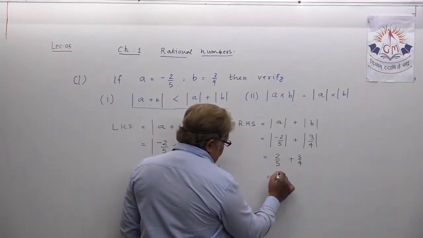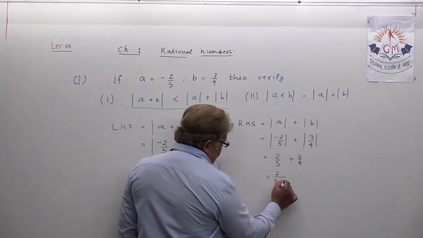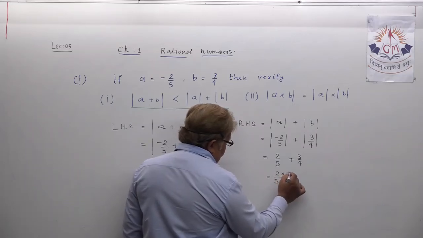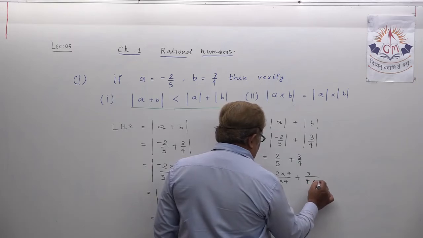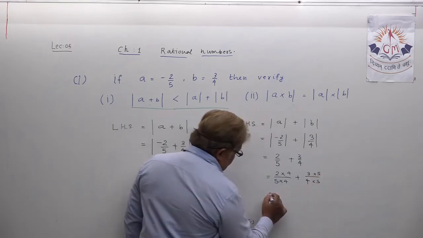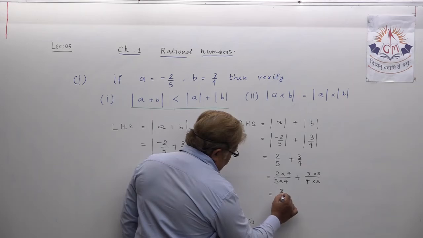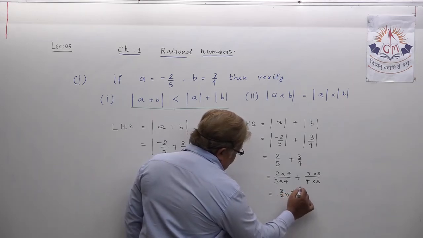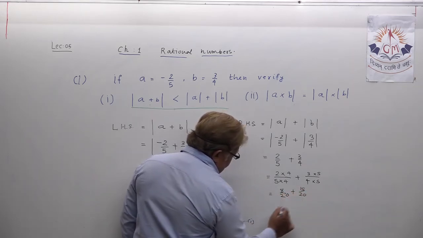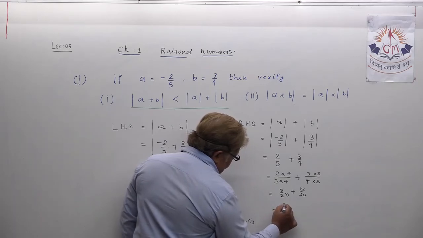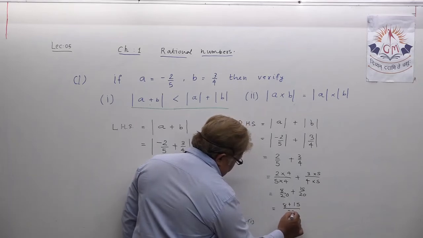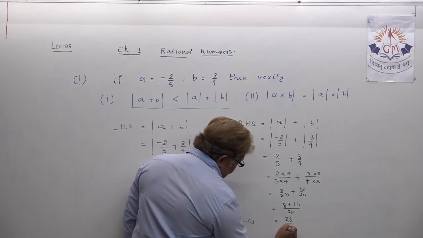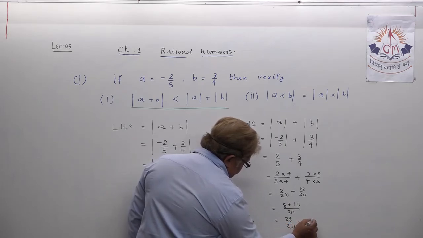Let us solve by taking the LCM. The LCM, as you know, is 20. 2 upon 5 into 4 plus 3 upon 4 into 5. This turns out to be 8 upon 20 plus 15 upon 20. We got a common denominator now. Okay. This turns out to be 23 upon 20. Result number 2.